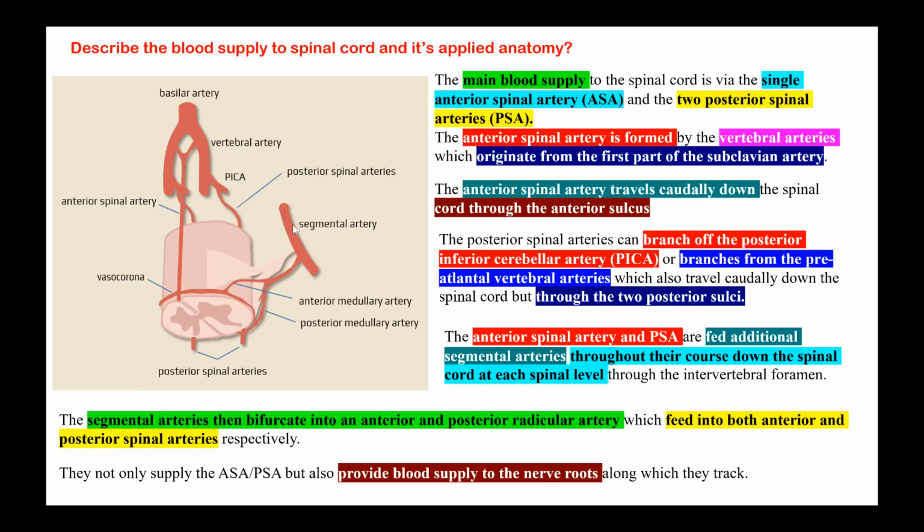The segmental arteries run from the intercostal vessels and other areas, and they come inside the spinal canal through the intervertebral foramen, and you can see one branch going and supplying the anterior spinal as well as going to the posterior spinal arteries. That is how the segmental arteries contribute to the additional blood supply throughout the length of the spinal cord. So the main supply is from the anterior and posterior spinal arteries, supplemented by segmental arteries at every level.